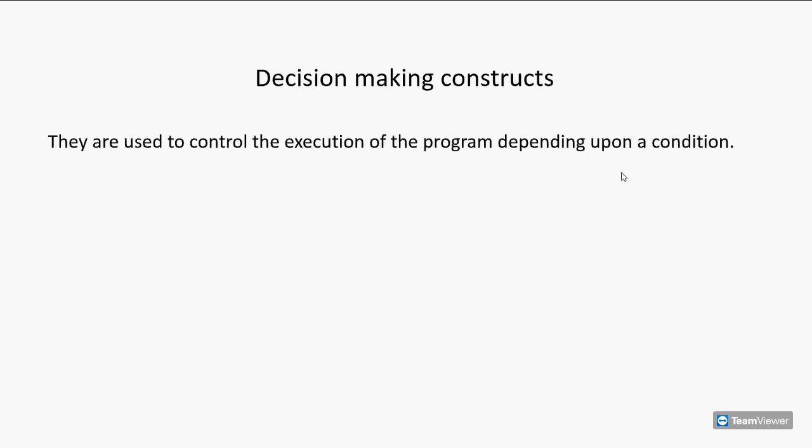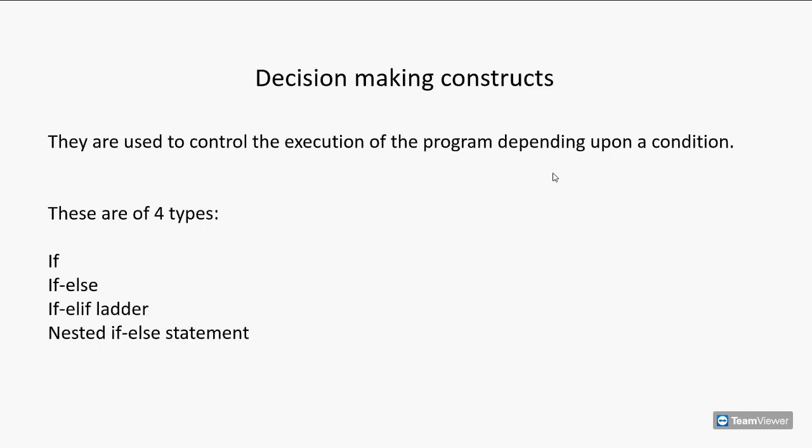Today we are going to discuss the decision making constructs in detail. A brief overview about the types of constructs offered by Python was already given by me in an earlier video. So let us see about the decision making constructs now. Basically they are used to control the execution of a program depending upon a condition, and these are of four different types. The first one is the if, second one would be if else, third one would be if elif ladder, and the last one would be nested if else statement. So here in this video we will be covering if and if else statements, that is the first two.